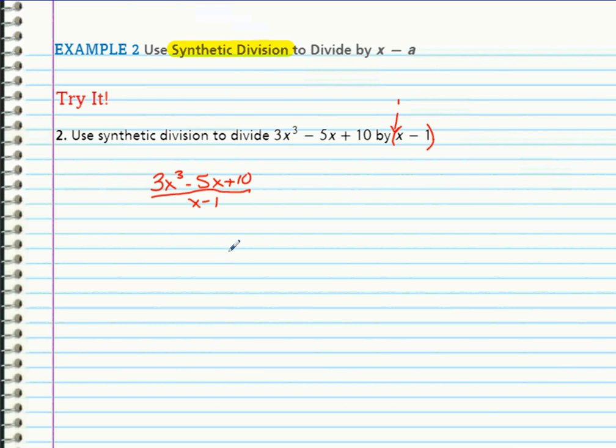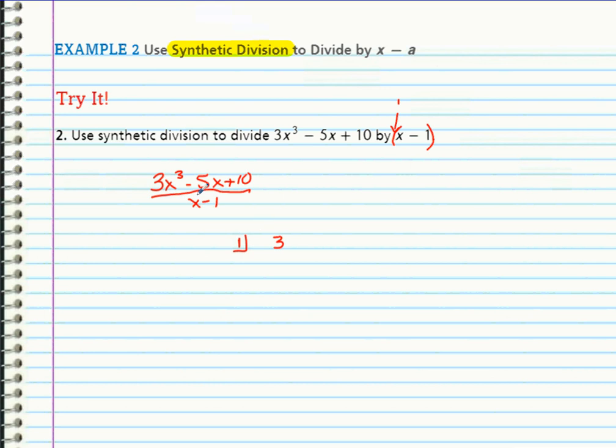So what we're going to do is draw this little box like this and put the opposite of our factor in there. So this was a negative 1, so this is a positive 1. If this was a positive 1, we'd make it a negative 1, and so forth. We're going to put a positive 1 there, and then we put the coefficients of our x terms to the right. So I have 3 for 3x cubed.